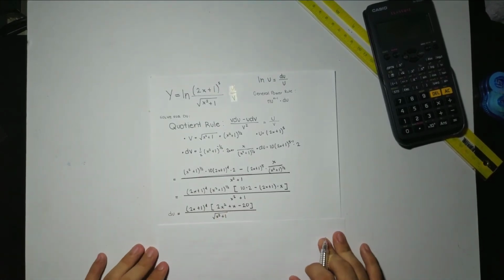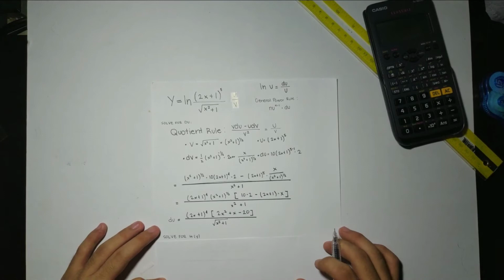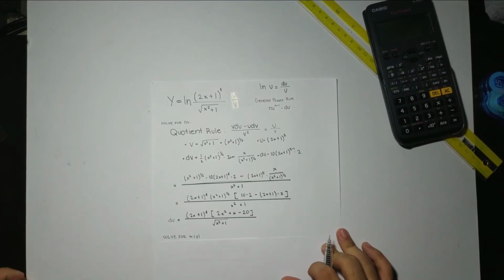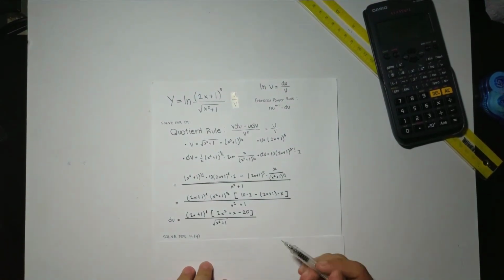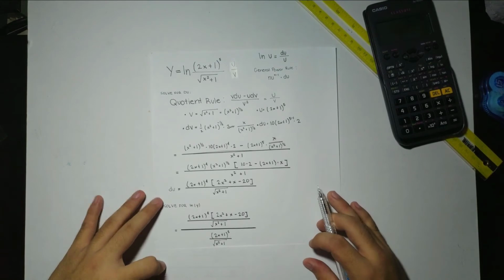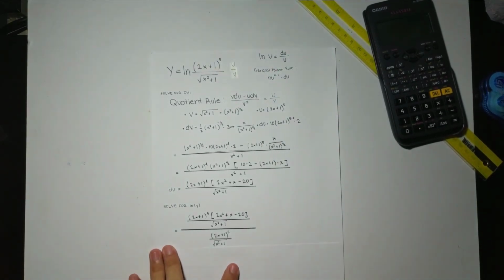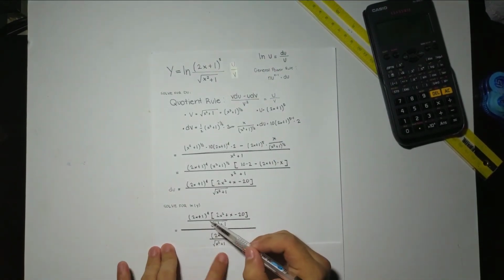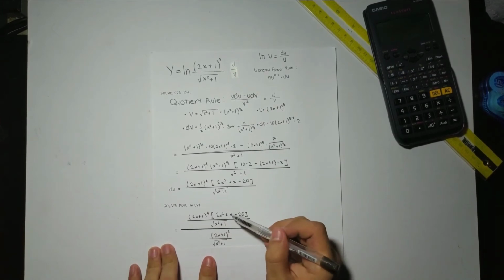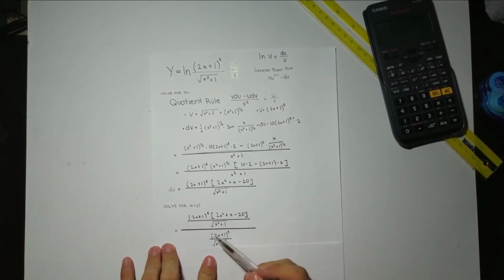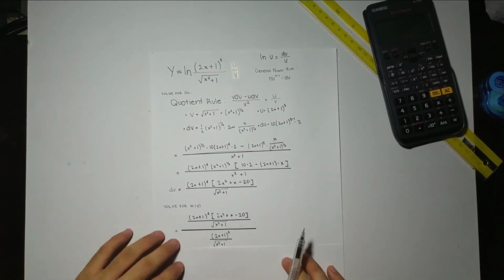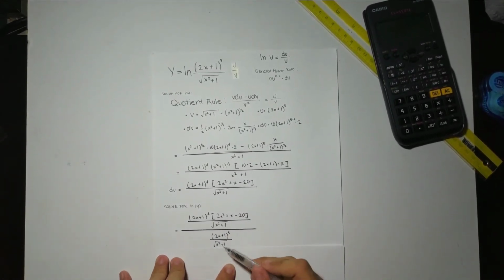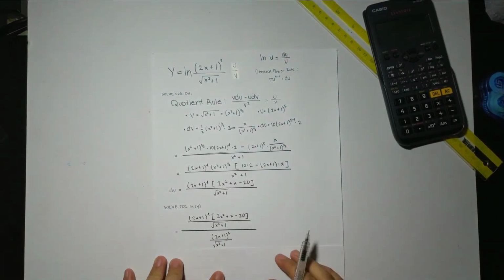Now all that's left is to get the value of the derivative of the natural logarithm of y. And to get that, we would use the equation du over u. And because we already have the values, all we have to do is substitute. And when we substitute du and u, we get (2x plus 1) raised to 4 times the quantity of 2x squared plus x minus 20 over square root of x squared plus 1, or du, all over (2x plus 1) raised to 5 over square root of x squared plus 1, or u.